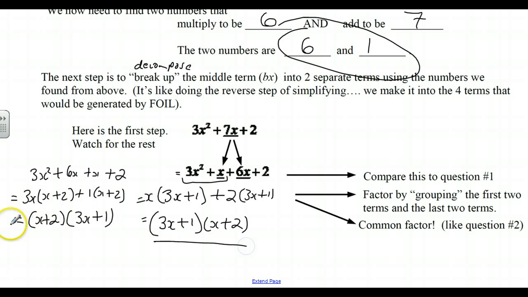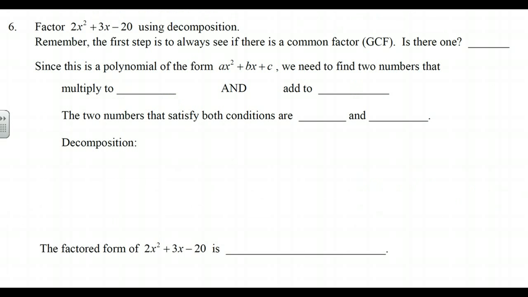And you'll notice that these two are the same. They're just written in a different order. Okay, which is fine because we have the fully factored form. How do we know? Okay, there's no common factor here, no common factor here. So that is the method of decomposition.